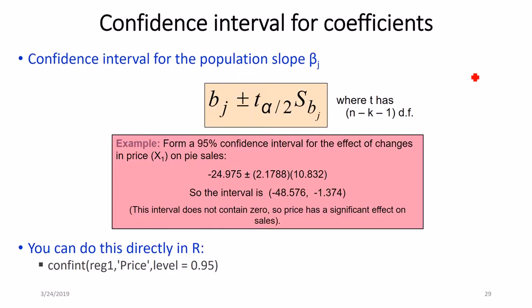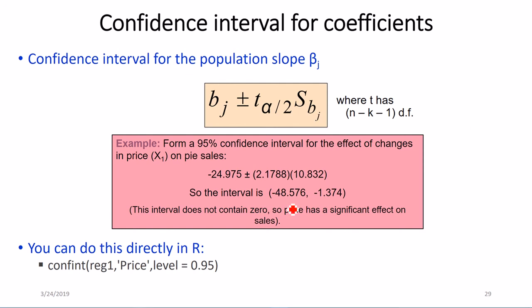The confidence interval for the population slope beta j is bj plus or minus t alpha divided by 2 times sbj. In this formula, bj is the estimate of the coefficient of the jth variable. t is the t-value. sbj is the standard error.